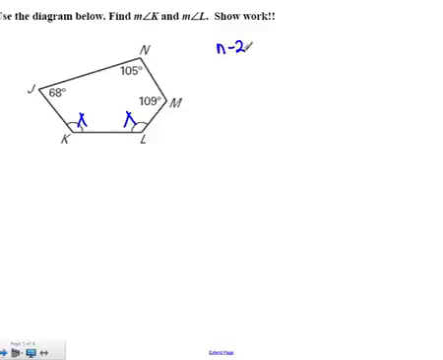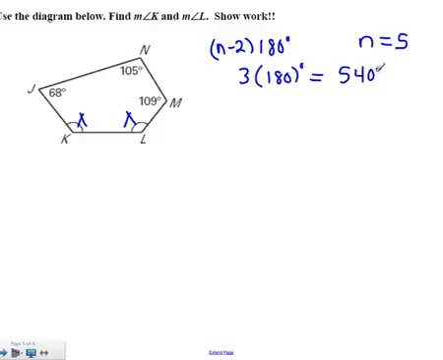Next I use the same formula that I used before, n minus 2 times 180, to figure out the measure of the interior angles. So since I know that this polygon here is a pentagon, which has 5 sides, I could say 5 minus 2 is 3 times 180 degrees. 3 times 180 should give me 540 degrees.